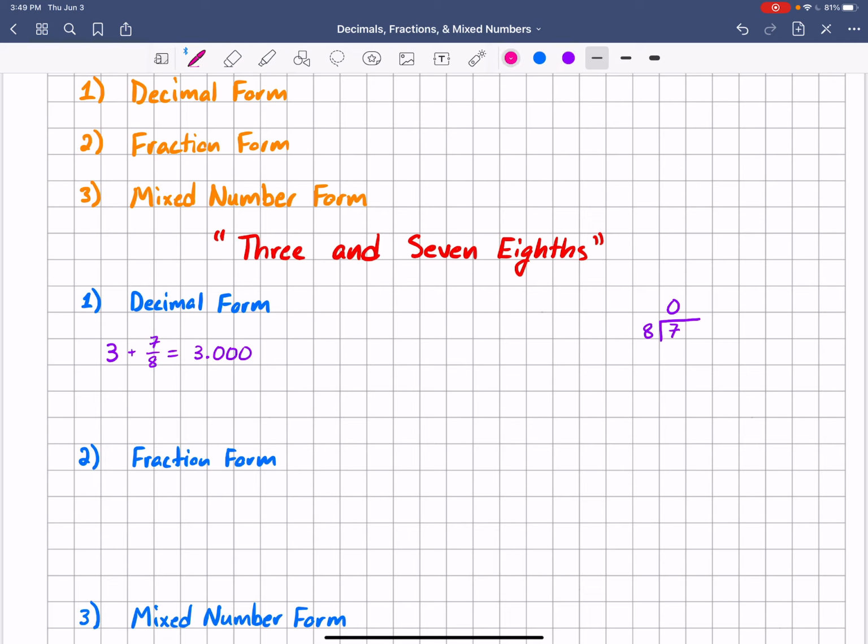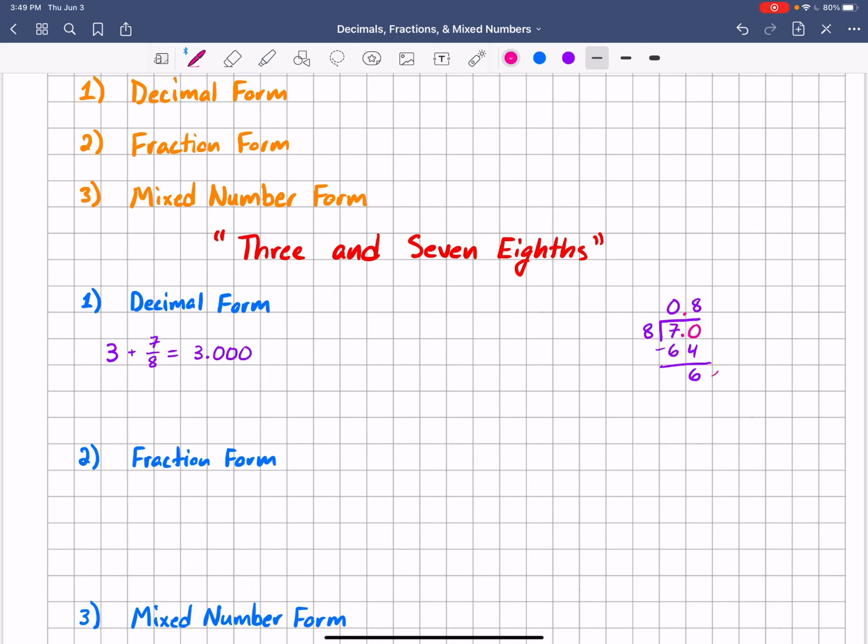So to move forward, we have to add a decimal. Bring that decimal up, then we can add a 0 down below. The new question is, how many times does 8 go into 70? And 8 goes into 70 8 times. 8 times 8 is 64. And if we subtract this, 70 minus 64 is 6.